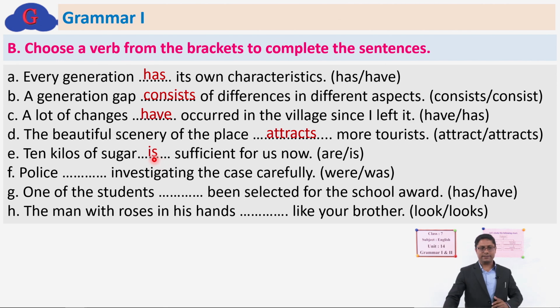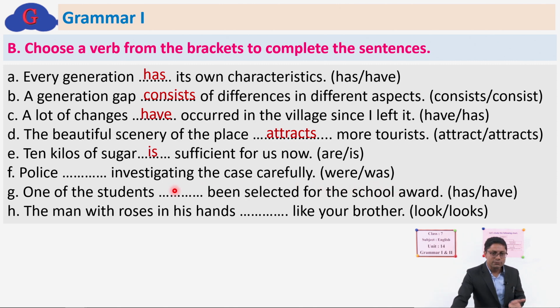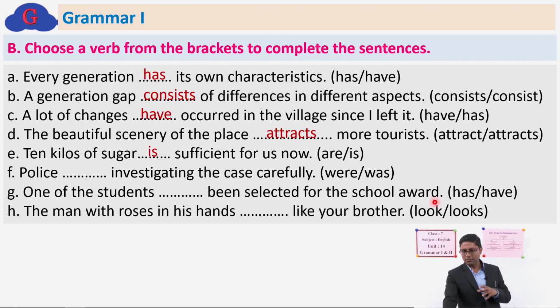Okay, let's move ahead. F. What's there? Police investigating the case carefully. So we do have "were" and "was". Which one do you choose here? "Were" or "was"? What's the right word to be filled in this gap?